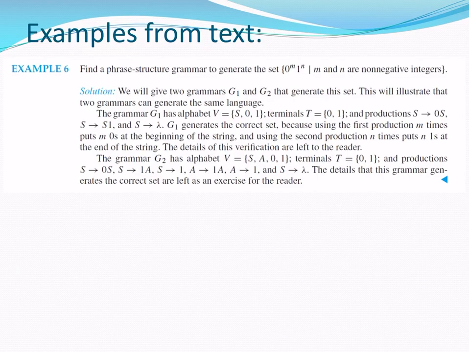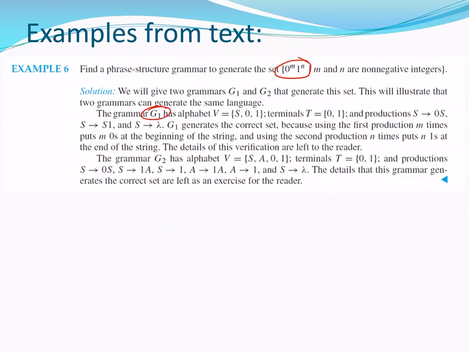Let's take a look at this one. This is 0^m 1^n. And I'm going to show two grammars that produce 0^m 1^n. That is, a concatenation of m zeros and n ones. m and n don't have to be equal, and either one of them can be 0, or both.